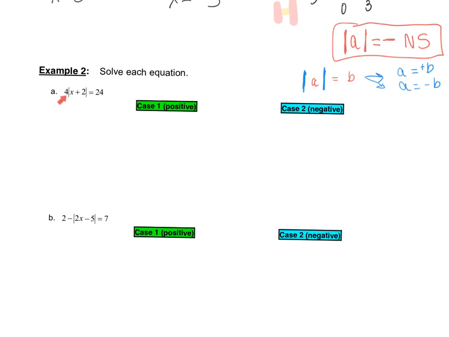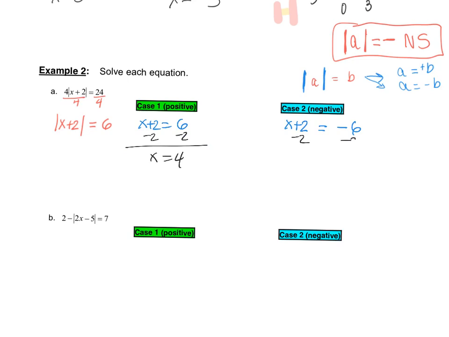First, is the absolute value by itself? No, I can't do anything until I get the absolute value by itself. So the first thing you're going to do is divide by 4 like you normally would to get the absolute value expression by itself. That gives me 6. Is it positive? Yes. So now you break it up into your two things. Case number 1, the inside could equal positive 6. Case number 2, the inside could equal -6. Solve your regular equations. X could equal 4 minus 2 on both sides.